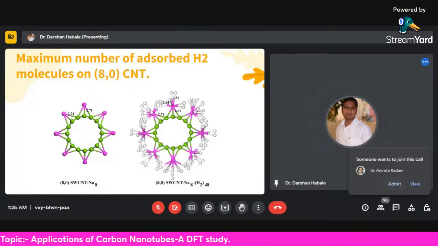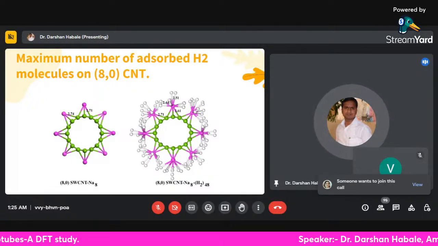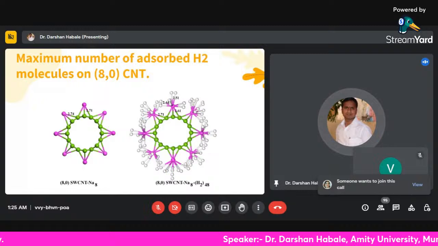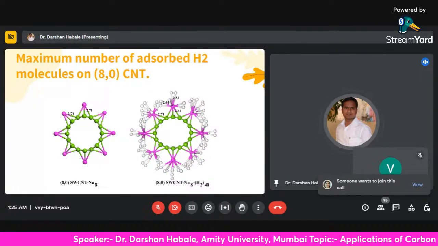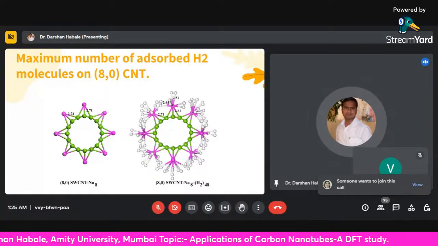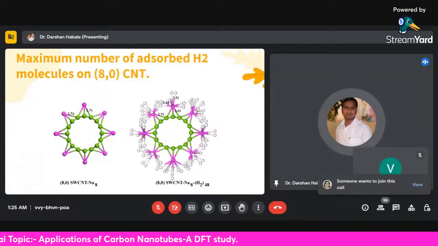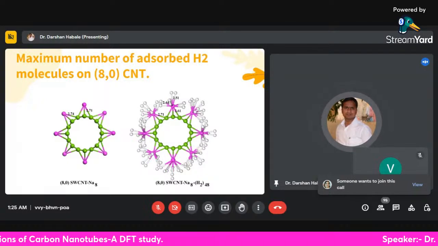Okay, so here, now this is the cross sectional view of a carbon nanotube. In this you can see 1, 2, 3, 4, 5, 6, 7, and 8. 8 sodium atoms get adsorbed on the curvature of the single wall carbon nanotube, which has 80 carbon atoms.